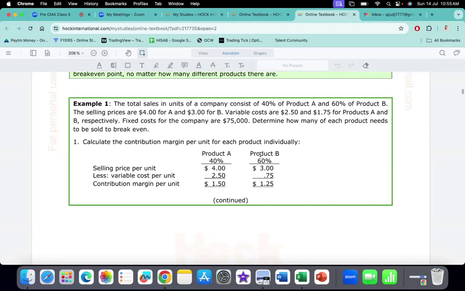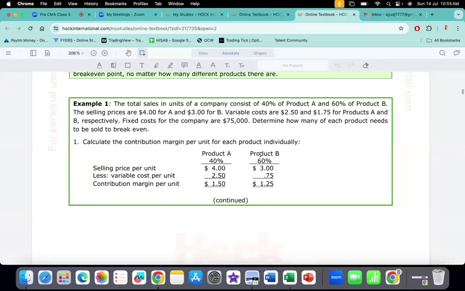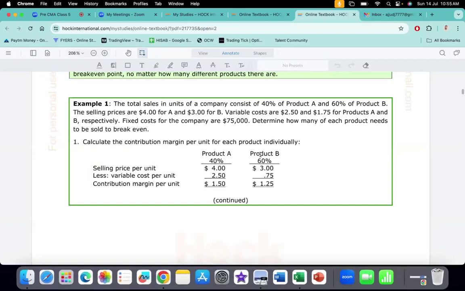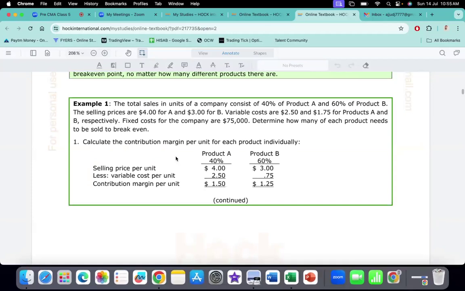So when there are multiple products given to you, the decision maker, the most important element in the statement, is your contribution margin per unit. Without the contribution margin per unit, you cannot calculate this sales mix break even point. So let's just look at this example.